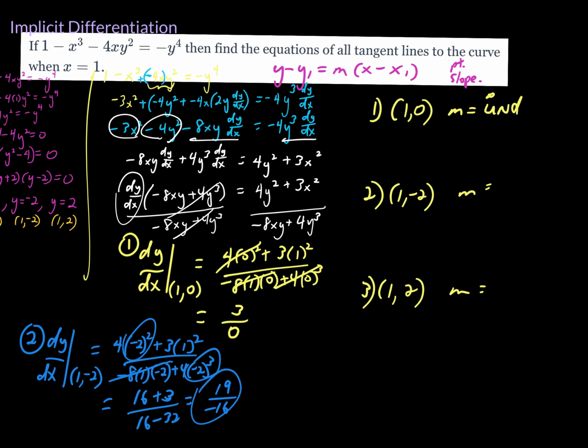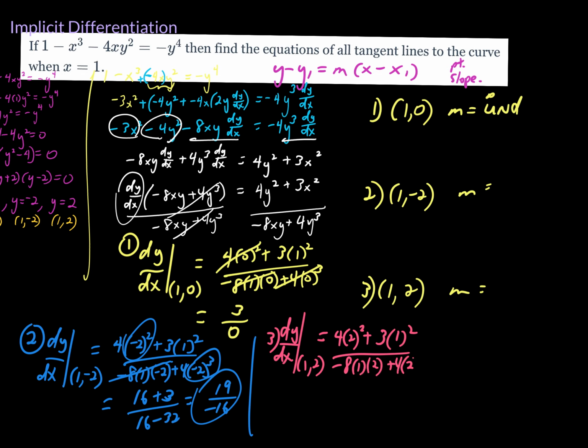And let's just leave it. That's fine. That's your slope. Okay, the third one, I'll do it in red. The third slope, we want to evaluate dy dx at the point 1 comma positive 2. All right. So we have 4 times the y value squared plus 3 times the x value squared, and then that's all over negative 8 times the x value times the y value plus 4 times the y value cubed. And this is going to equal, that's 4. 4 times 4 is 16 plus 3. Down here, now that's a negative 16, and that's 2 times 2 times 2 is 8.